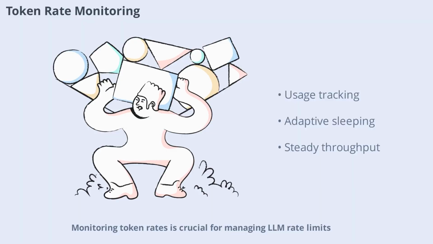Monitoring token rates is crucial for managing LLM rate limits. By tracking usage and applying adaptive sleeping policies, systems can avoid interruptions and maintain steady throughput. This is especially important in batch processing or long-running workflows where exceeding rate limits can disrupt operations.